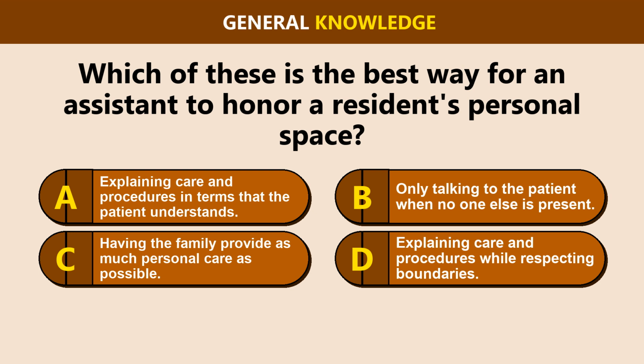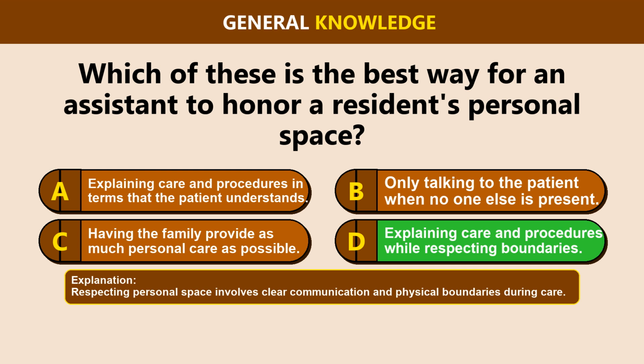Option C. Having the family provide as much personal care as possible. Option D. Explaining care and procedures while respecting boundaries. The correct answer is option D. Explaining care and procedures while respecting boundaries. Respecting personal space involves clear communication and physical boundaries during care.